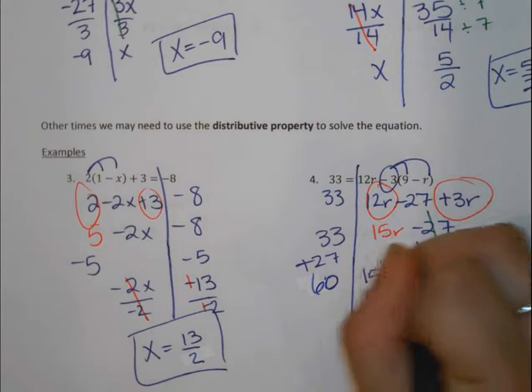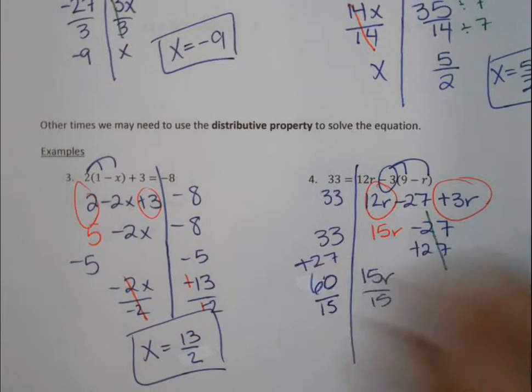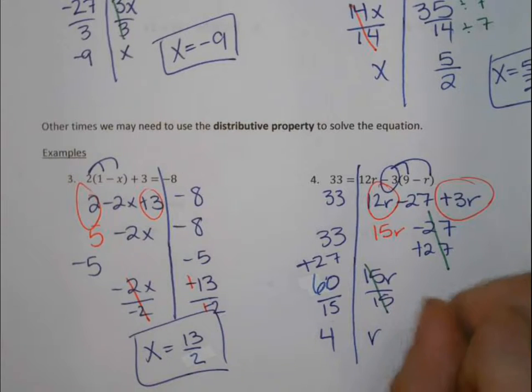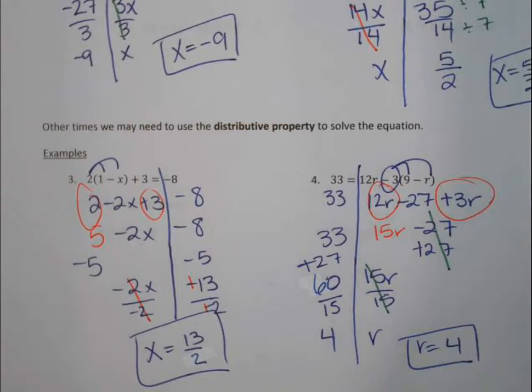Okay, then I'm going to go ahead and divide by 15 on both sides. 60 divided by 15 is 4. 15's cancel out on the right. And I have r. So my final answer here is r equals 4.